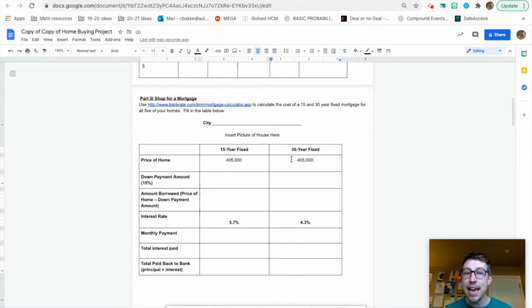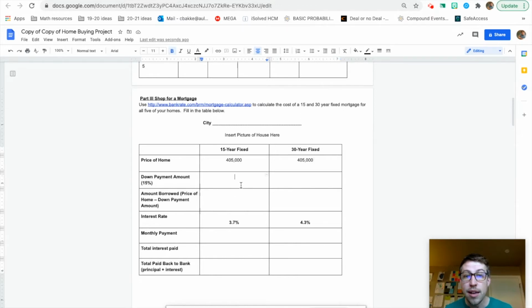You're either going to pick a 15-year mortgage where you have 15 years to pay back the bank, or you're going to pick a 30-year mortgage where you have 30 years to pay back the bank. Now, in this example, the price of the home does not change if you choose 15 or 30 years. What will change is what comes below, how much your monthly payment is going to be, and how much total interest you're going to end up paying to the bank. Remember, guys, interest are the fees that the bank charges you for borrowing all this money.